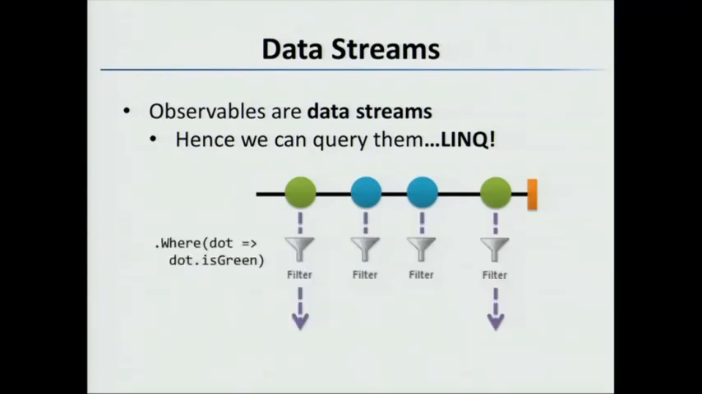What we're going to do now is apply a filter that's going to filter out and only allow the green ones through. Each of the on next messages is applied to this filter, and then of course the resulting stream looks identical, but just with the blue dots in this case removed. And so this is an operator that works on the data aspect of the sequence.